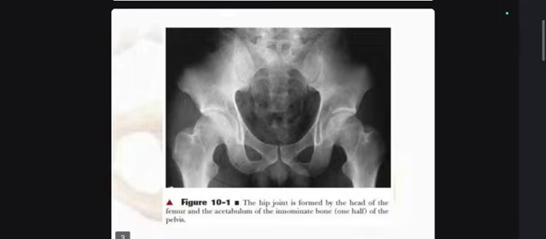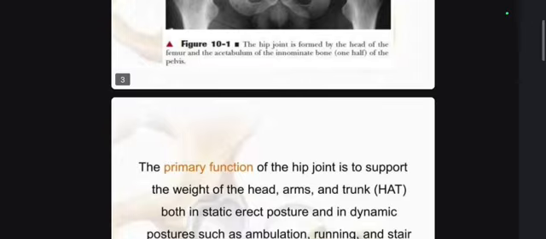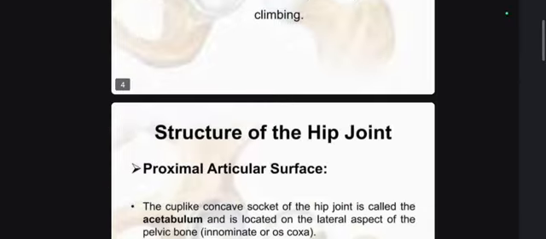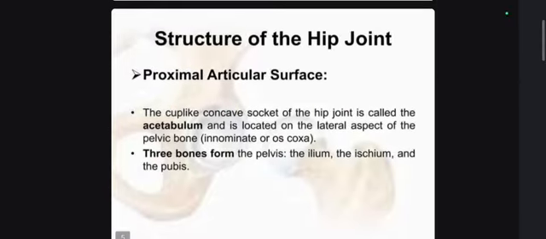The hip joint is formed by the head of the femur and the acetabulum of the innominate bone of the pelvis. Next, the function of the hip joint. The primary function of the hip joint is to support the weight of the head, arms, and trunk both in static erect posture and in dynamic postures such as ambulation, running, and stair climbing. Next, about the structure of the hip joint.